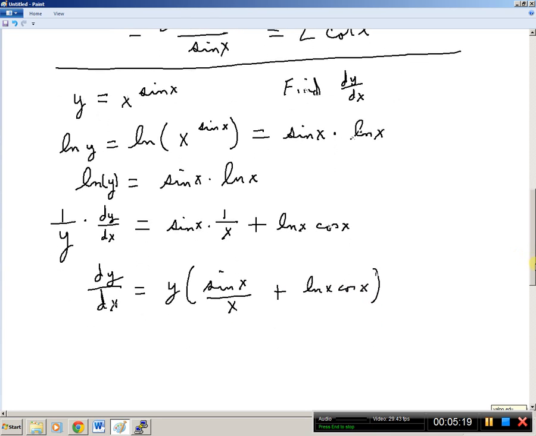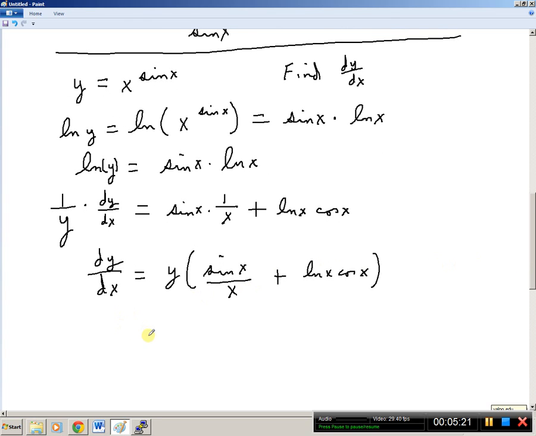And then one last substitution, and that is that dy dx is y, which was originally x to the sine x power, multiplied by all the rest of that stuff. Sine x over x plus log x cosine of x. And notice that the derivative of any exponential, including something as nasty as this, is that exponential back again, but then times a bunch of crud.